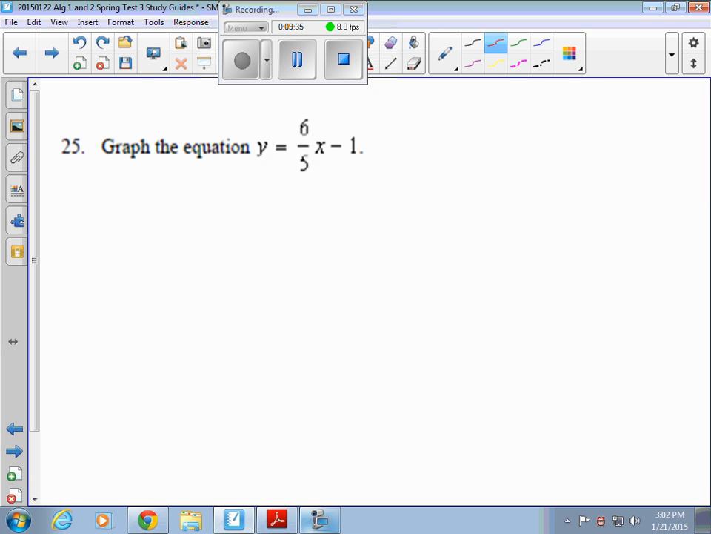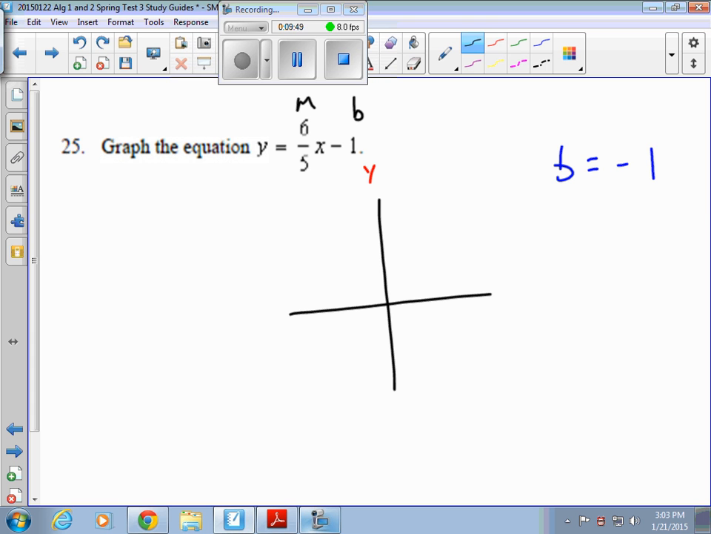And then 25 is just simply going back to graphing y equals mx plus b. Your b tells you to begin at -1. So on your y-axis, the one going up and down, you're going to begin at -1 at that point. Your m value is 6 over 5. Remember, m tells you where to move. It's positive 6 over positive 5. That means go up 6 and go to the right 5. So up 1, 2, 3, 4, 5, 6, and to the right 1, 2, 3, 4, 5.